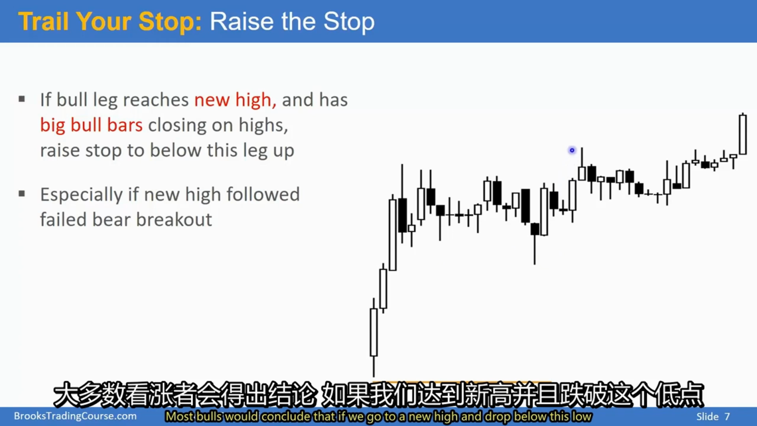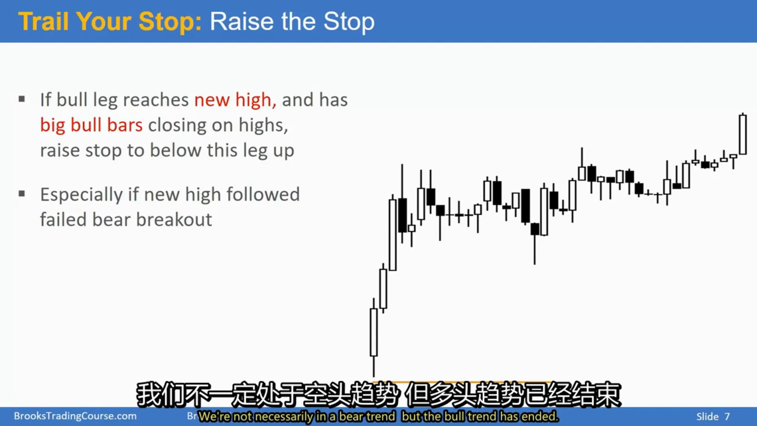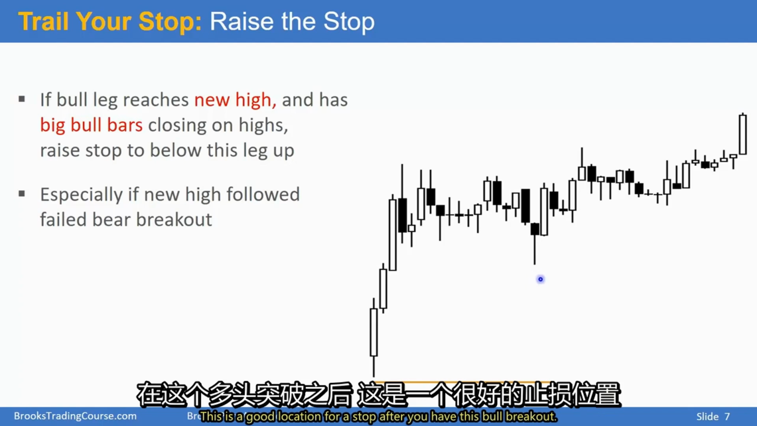Most bulls would conclude that if we go to a new high and drop below this low, we're no longer in a bull trend. We're not necessarily in a bear trend, but the bull trend has ended. Traders would then view the chart as being either in a trading range or possibly in a bear trend. This is a good location for a stop after you have this bull breakout.